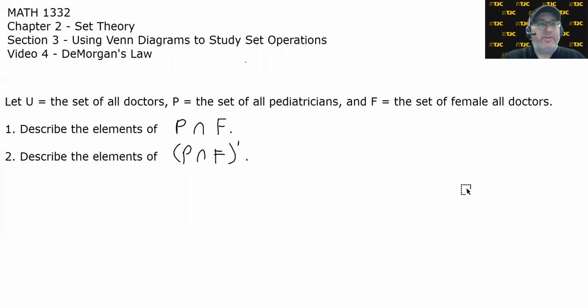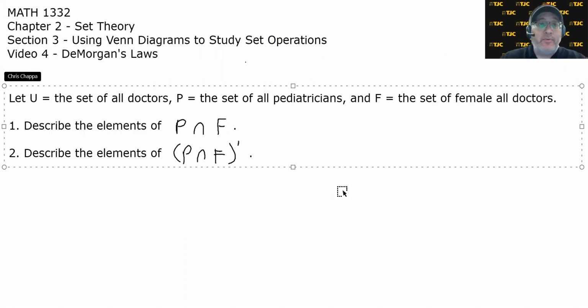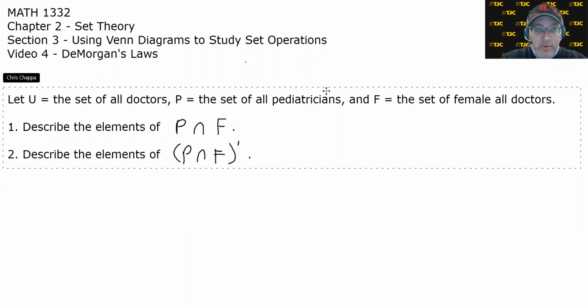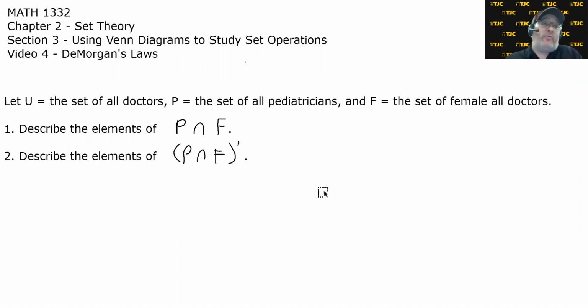Math 1332, Chapter 2, Set Theory, Section 3, Using Venn Diagrams to Study Set Operations, Video 4, DeMorgan's Law. And this really should say DeMorgan's Laws because there's two of them. Now, I could just say here they are, but I really want to try to get you to see where this comes from instead of just saying, oh, look at this nifty result.